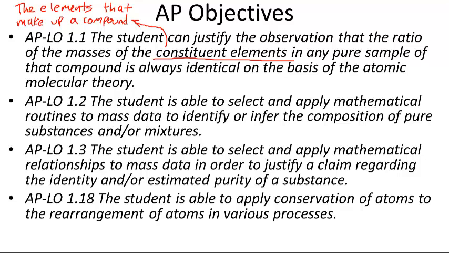All right, 1.18, the student is able to apply conservation of atoms to the rearrangement of atoms in various processes. All right, balancing chemical equations is one. Another one, I think this goes back to chapter 10, drawing those particle representations and following conservation of matter in a particle representation. So there's different levels at which you want to make sure you're following the conservation of matter all the time. One is just balancing chemical equations. Another is making other representations that show that atoms don't get created or destroyed.